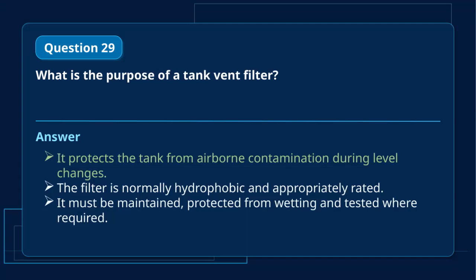Having a drainable system ensures that the entire system can be thoroughly cleaned and maintained, promoting hygiene and operational efficiency. So, the purpose of a tank vent filter is to protect the tank from airborne contamination, especially during changes in the liquid level inside the tank. As the liquid level rises or falls, air moves in and out, and without a filter, dust, dirt, or other contaminants could enter the tank and compromise the contents. These filters are usually hydrophobic, meaning they repel water, which helps prevent moisture from entering. It's also important that the filter is properly rated for the specific application, maintained regularly, and protected from getting wet. In some cases, the filter needs to be tested to ensure it's working correctly, keeping the tank's environment clean and safe.